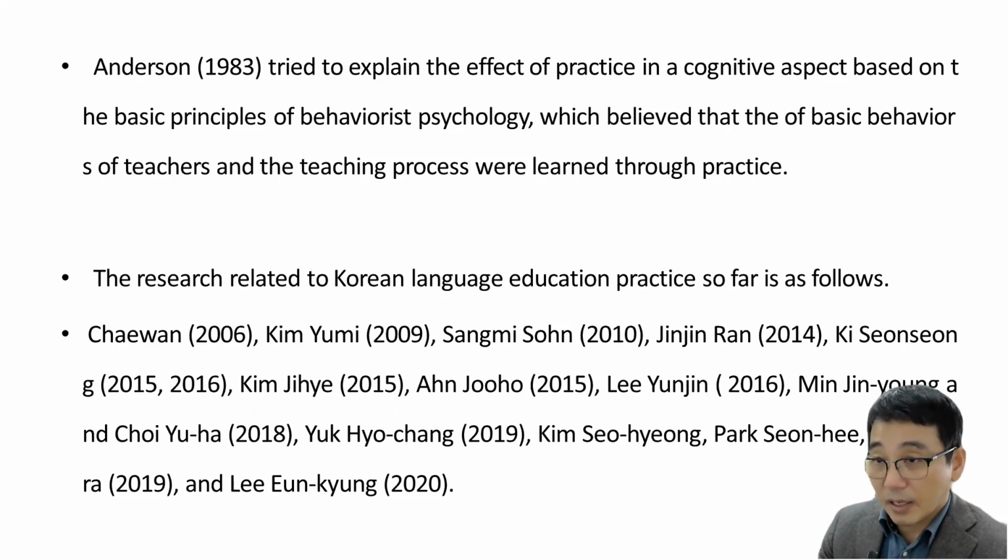Anderson, 1983. Anderson tries to explain the effect of practice in a cognitive aspect based on the basic principle of behavioralist psychology, which believed that our basic behaviors of teachers and the teaching process were learned through practice. Anderson's teacher function learning model emphasized how teachers learn the process of teaching and learning through field experiences in the field. His ACT is adaptive control of thought.